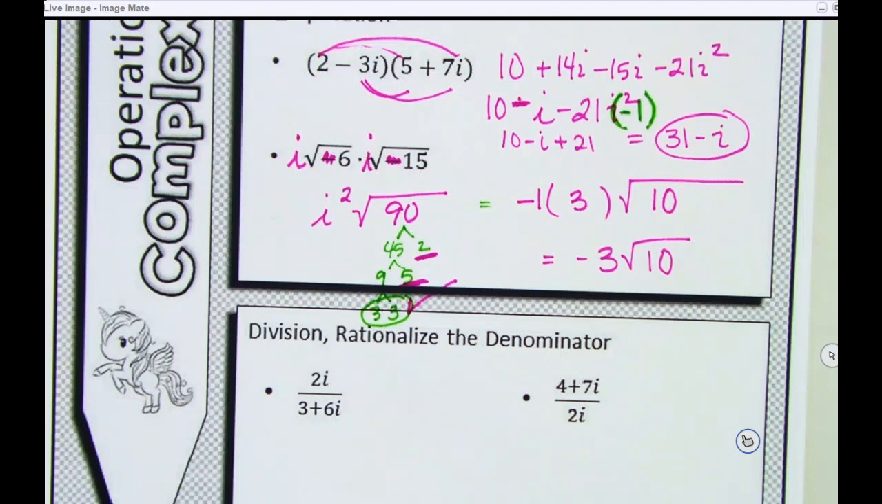Big thing today, i squared equals what? Negative 1. You've got to be able to simplify that. I'm going to save dividing for another day because it's a little bit more intense. So we'll start there. Your assignment should be open.